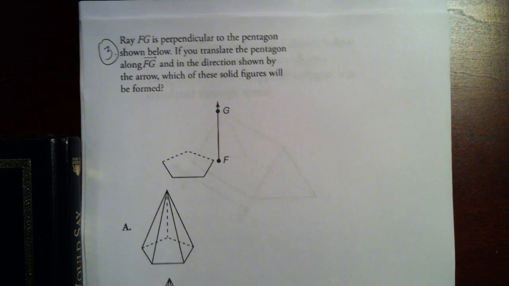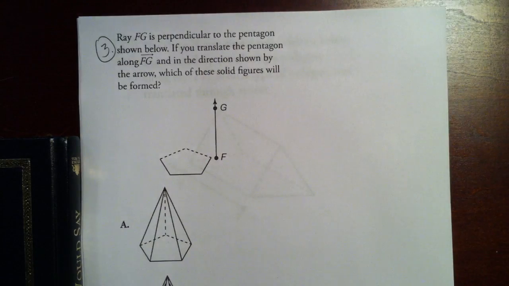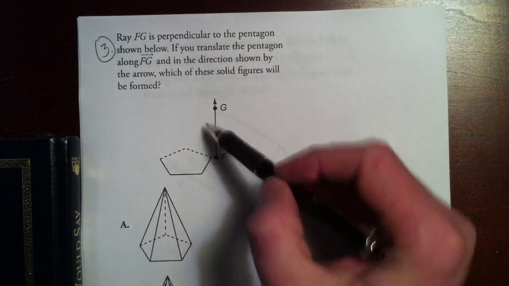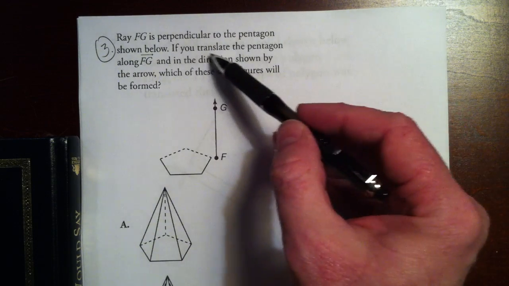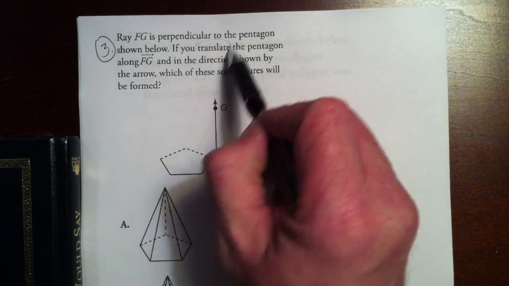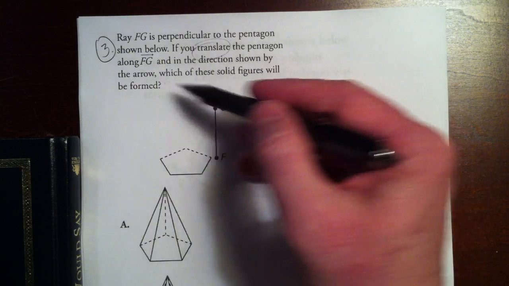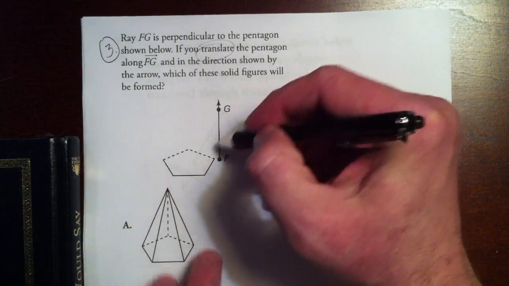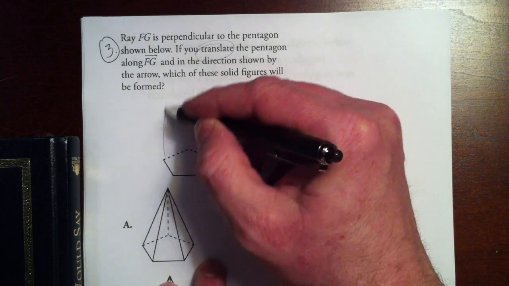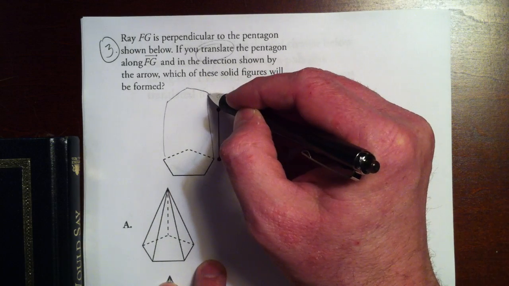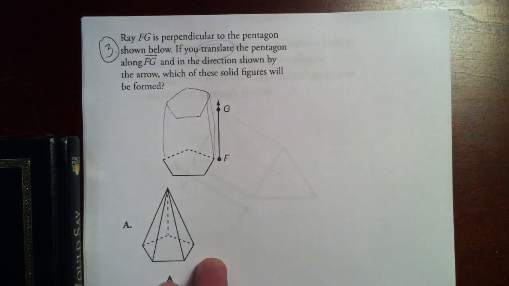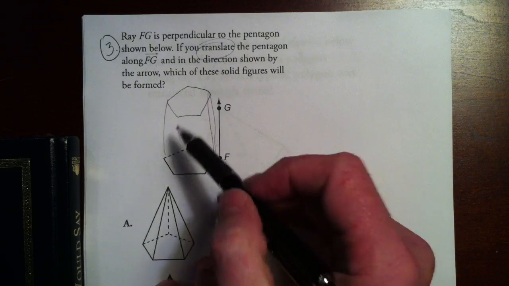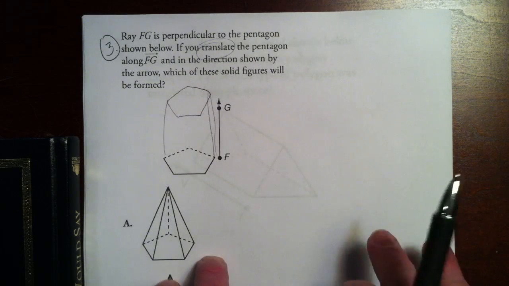Number 3. Ray FG is perpendicular to the pentagon shown below. If you translate, which again just means slide, the pentagon along FG, in other words, I'm going to take this guy and just move it up this way a little bit. Okay? And forgive my bad artwork. In the direction shown by the arrow, which of these solid figures will be formed?